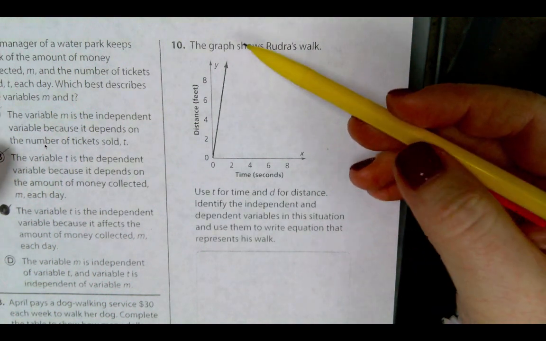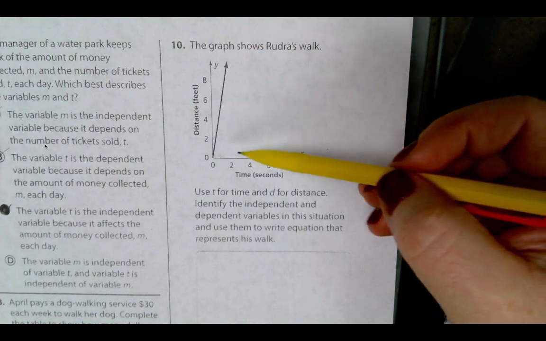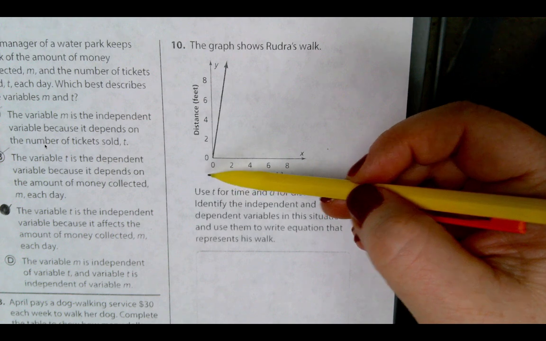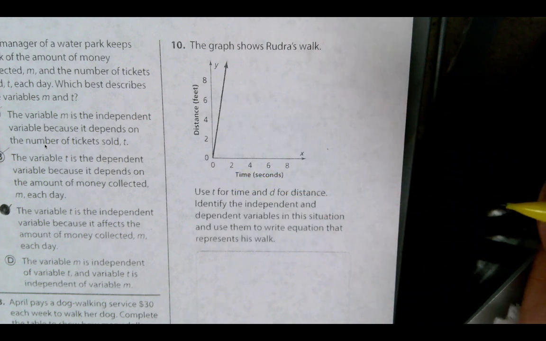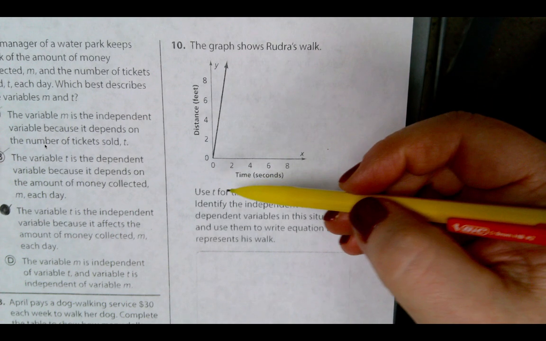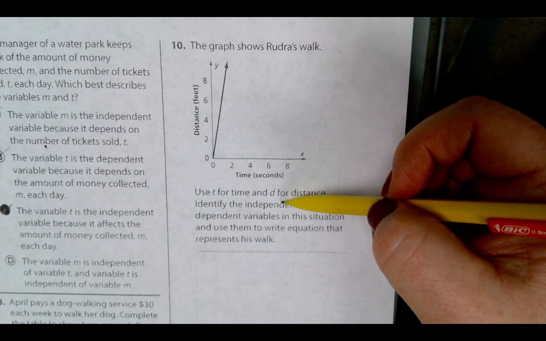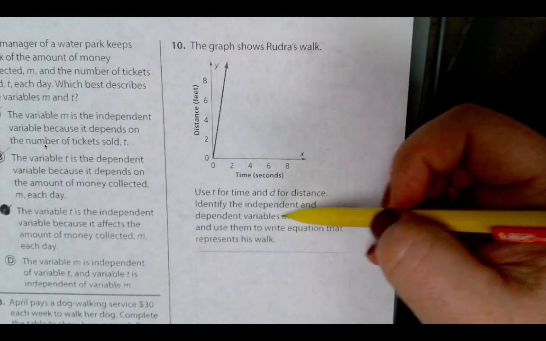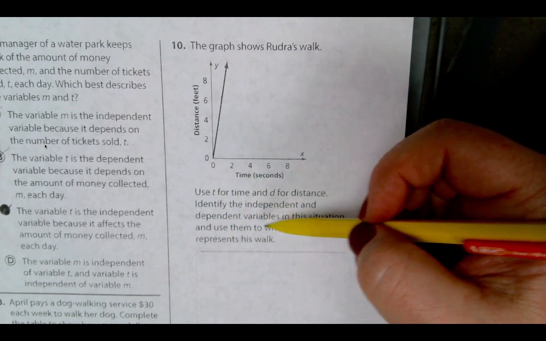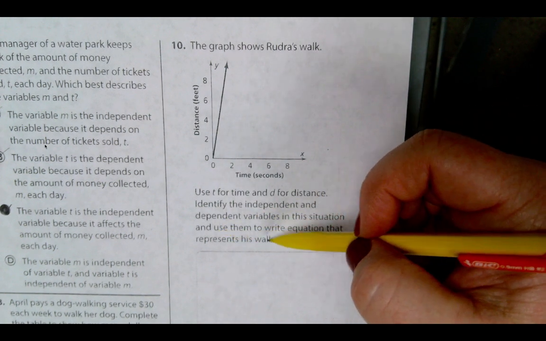But let's talk about this. The graph shows Rudra's walk. Use T for time and D for distance. Identify the independent and dependent variables in this situation and use them to write an equation to represent his walk.